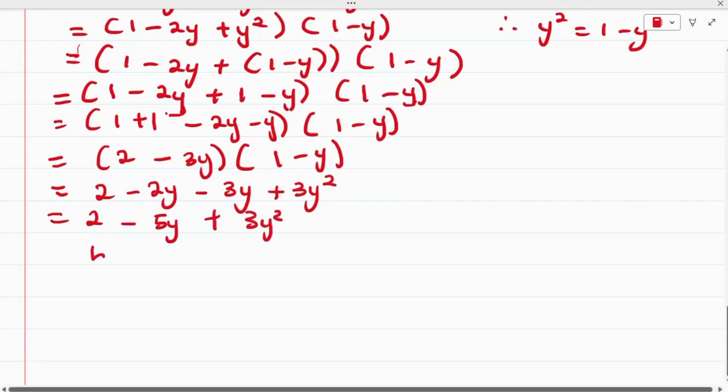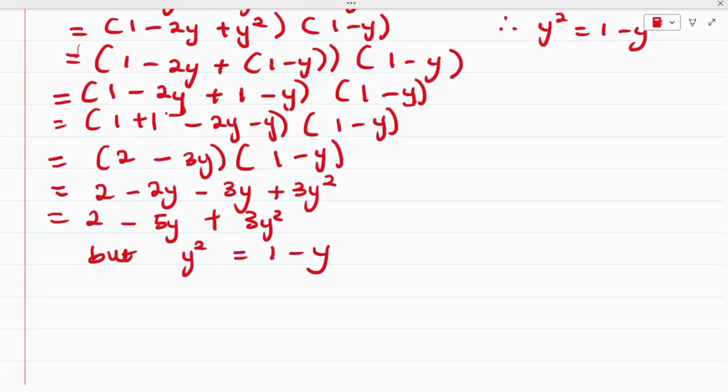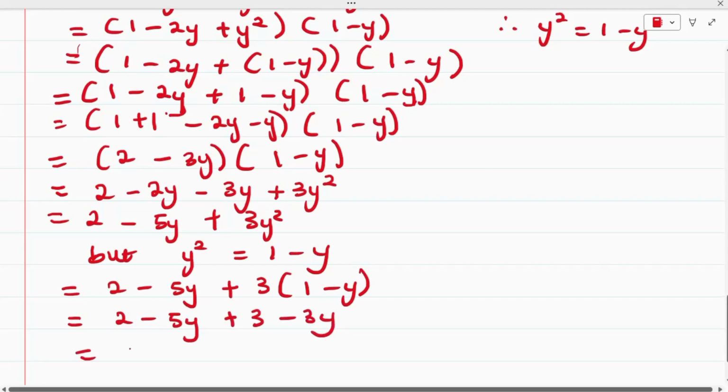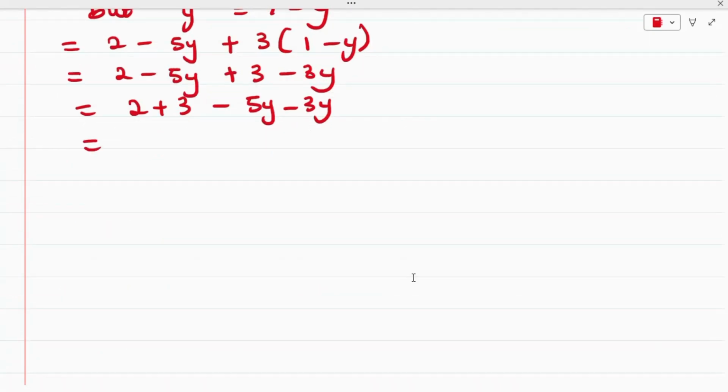But recall that y^2 is equal to 1 - y. So this is equal to 2 - 5y + 3 into (1 - y). And this is equal to 2 - 5y + 3 - 3y. And this is equal to 2 + 3 - 5y - 3y. And we have this to be equal to 2 plus 3 is 5, minus 5y minus 3y will give us minus 8y.